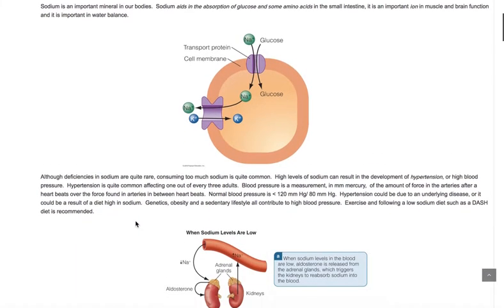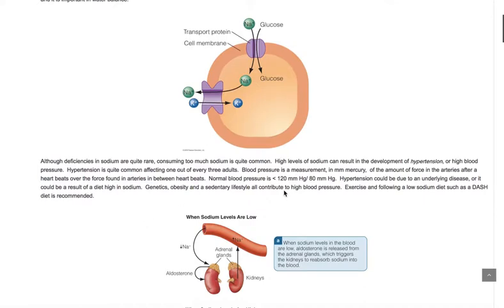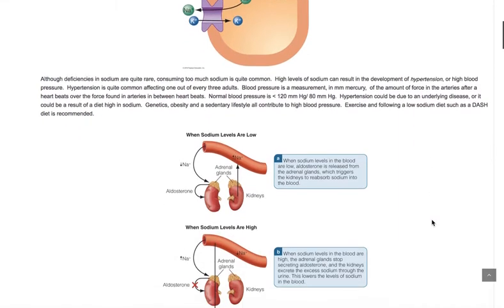Okay, so as I mentioned, blood pressure is really important. A normal blood pressure should be about 120 systolic, which is the highest pressure, over 80 diastolic, which is the lowest. Eating a diet low in salt will help decrease your high blood pressure.